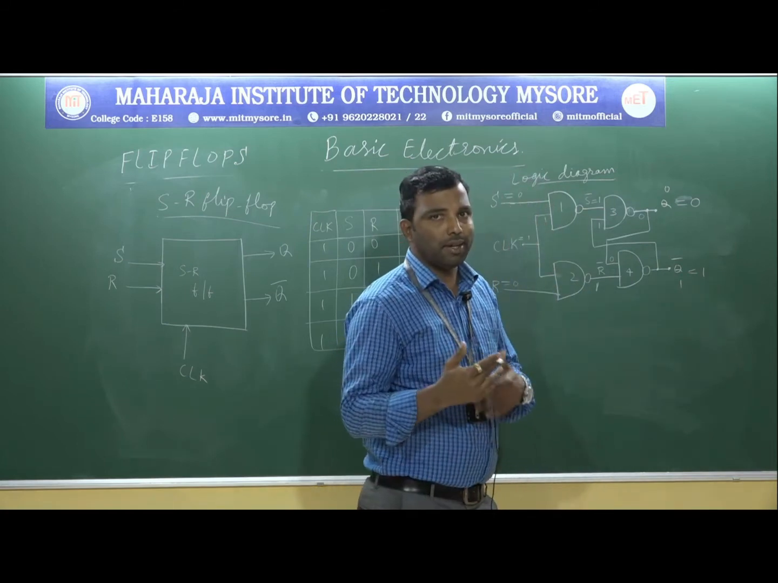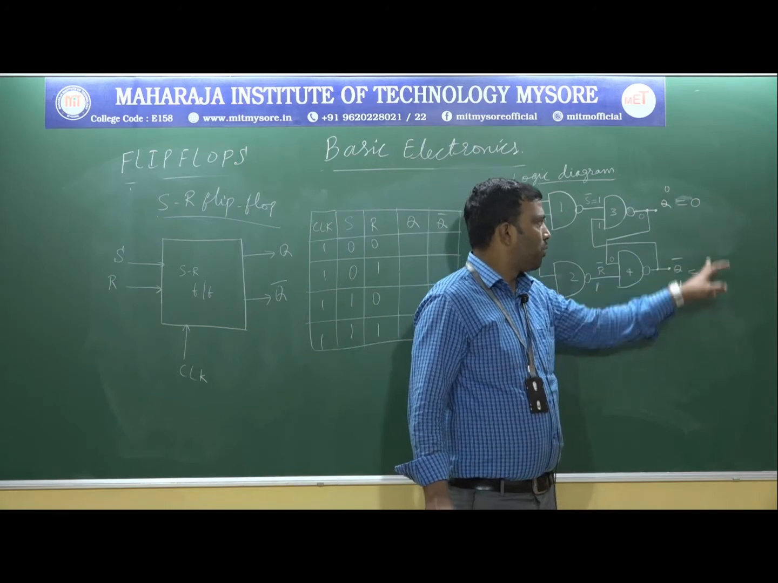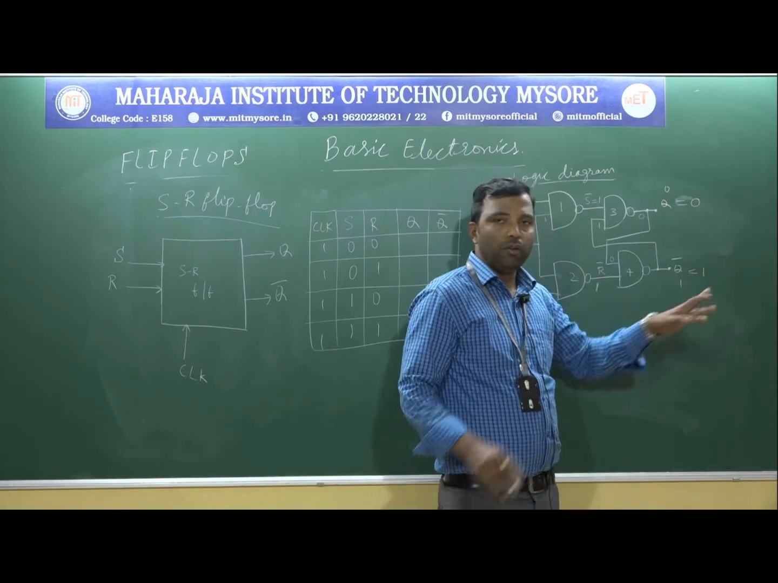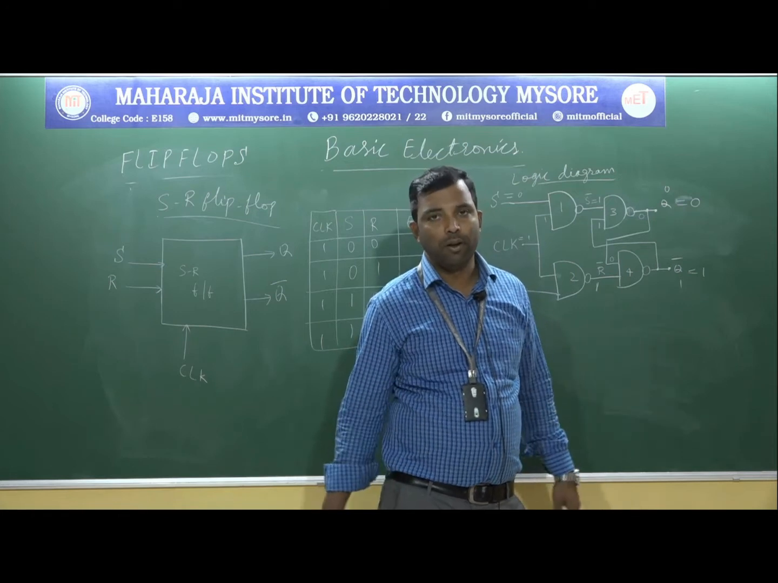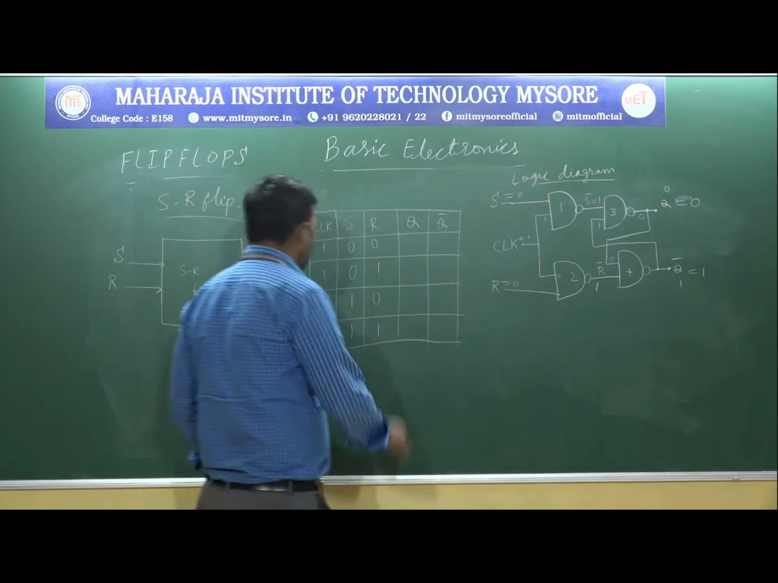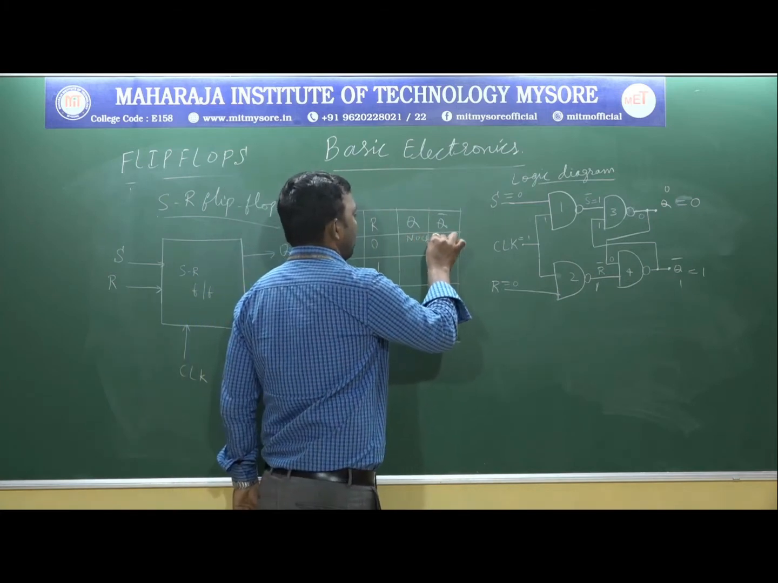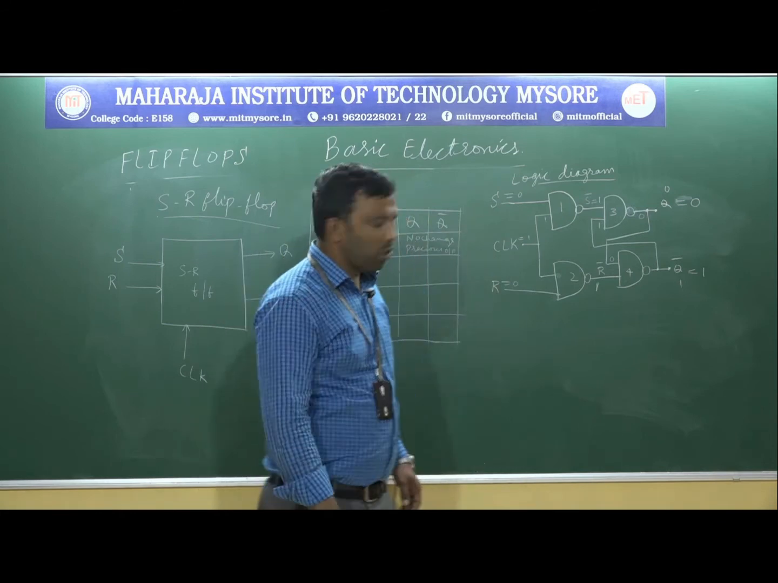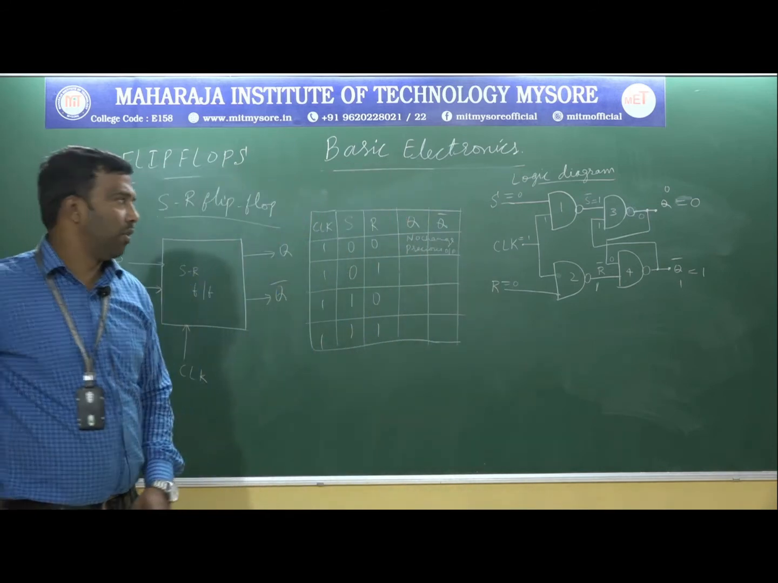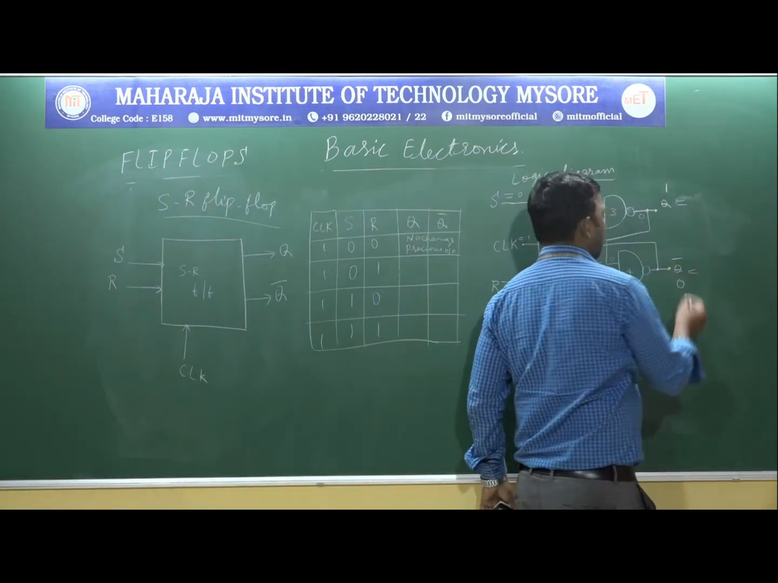So we initially consider that Q is 0 and Q bar is 1, so the outputs are obtained as the same, 0 and 1, so there is no change in the output condition. Okay, so therefore for this 0 0 condition, no change, or we can consider the previous state as it is. So we will go for another condition, that is considering Q as 1 and Q bar as 0.